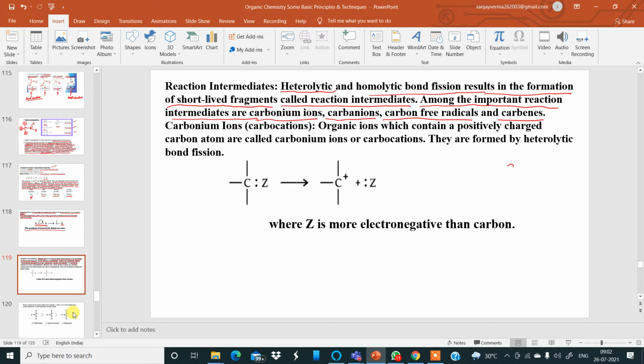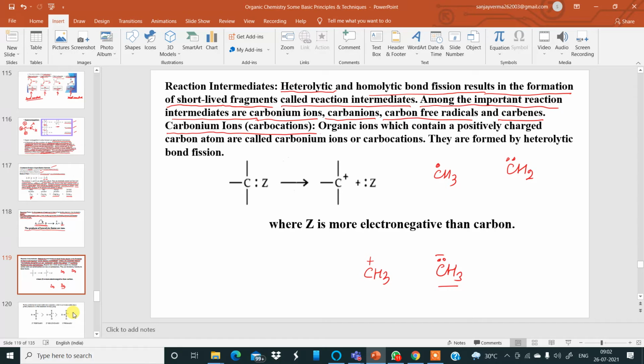Carbenes are like this: CH2, with two electrons on the carbon. This is carbene. Methyl free radical we can say CH3, with one electron on the central carbon atom. Carbocation means CH3 plus. Carbanion means CH3 minus, with two electrons like this. So these are examples of free radicals.